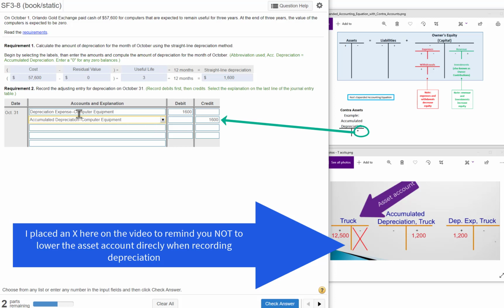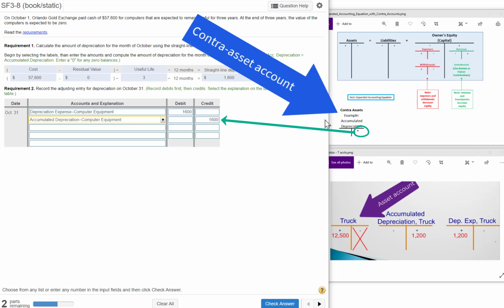And what type of an account is accumulated depreciation? It's a contra asset. Here's our expanded accounting equation, and I've now put the contra assets below assets because contra assets offset, or they're the opposite of assets. And notice the plus sign is on opposite sides. So as accumulated depreciation gets bigger and bigger, it needs to get bigger and bigger on the right side, which is why I'm crediting this. And then we need an explanation: to record depreciation on computer equipment.